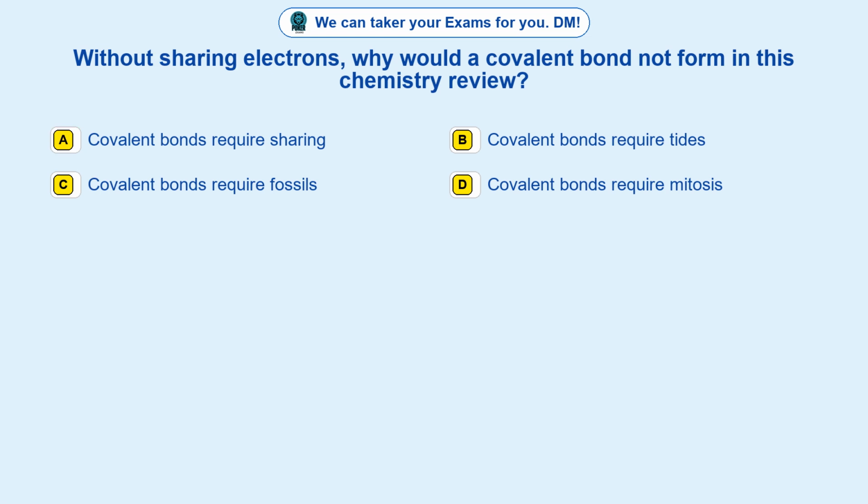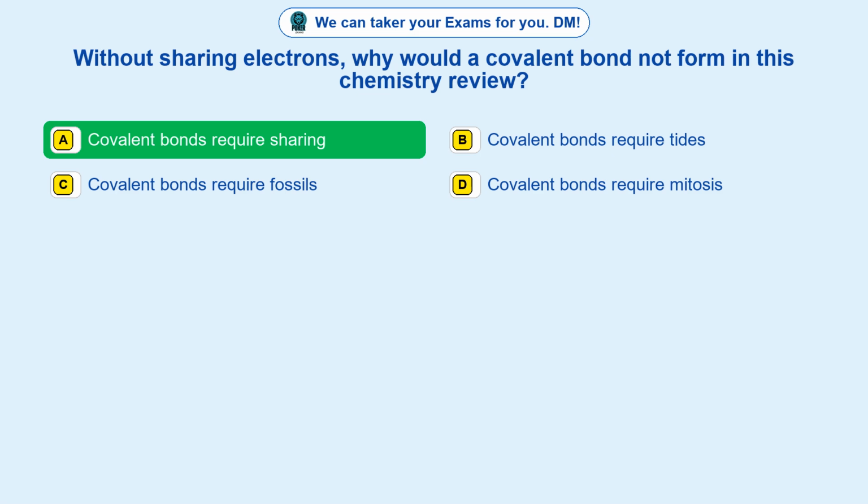Question 34. Without sharing electrons, why would a covalent bond not form in this chemistry review? Option A, covalent bonds require sharing. Option B, covalent bonds require tides. Option C, covalent bonds require fossils. Option D, covalent bonds require mitosis. The correct answer is option A.